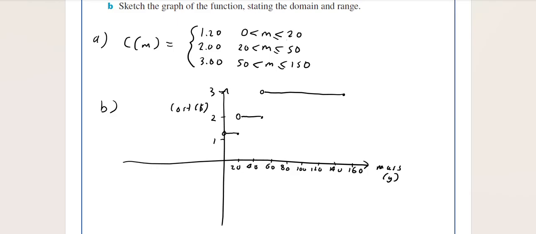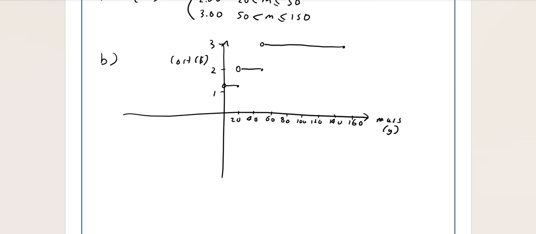Now I just need to state the domain and the range. So the domain, again, is just going to be the x values that it can have. So the domain of C is going to be that it stretches from 0. It doesn't include 0, but it starts there. And it goes up to 150, including 150. So the domain of C just being from 0 to 150.